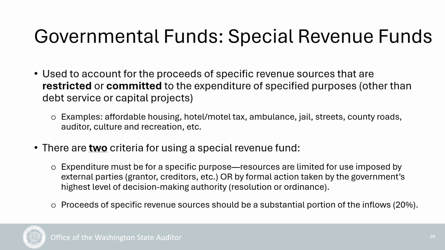Committed means there is an internal restraint on the money. For it to be committed, the government's highest level of decision-making authority has to take formal action. That would be like the Board of Commissioners, City Council, Board of Directors, etc., passing a resolution or ordinance. The second criteria is that the specific revenue must be a substantial portion of the inflows in that special revenue fund. Substantial portion means 20% or more.